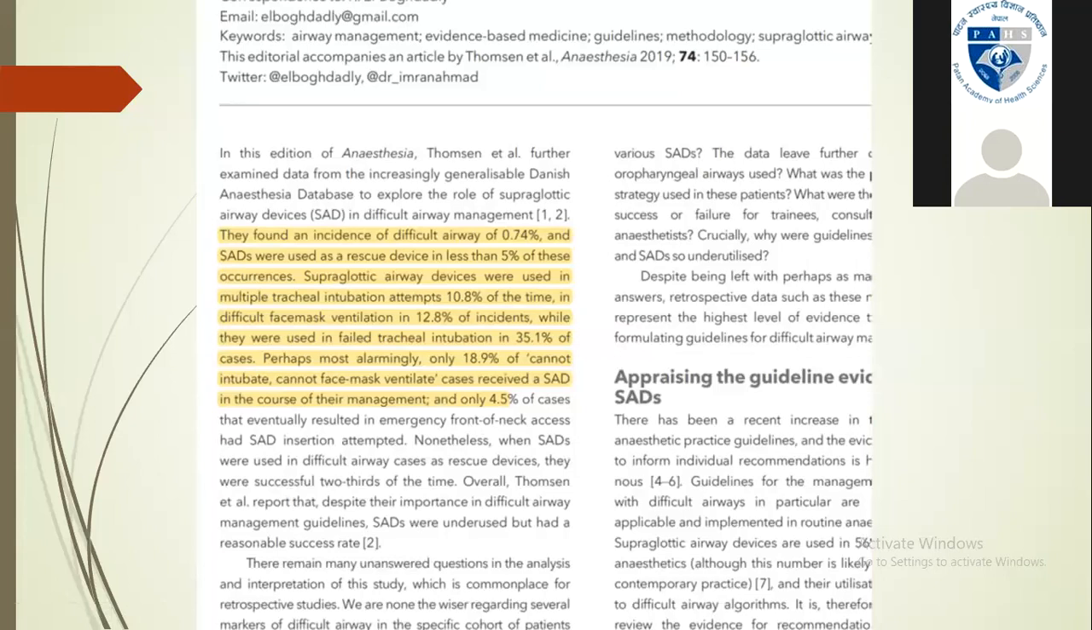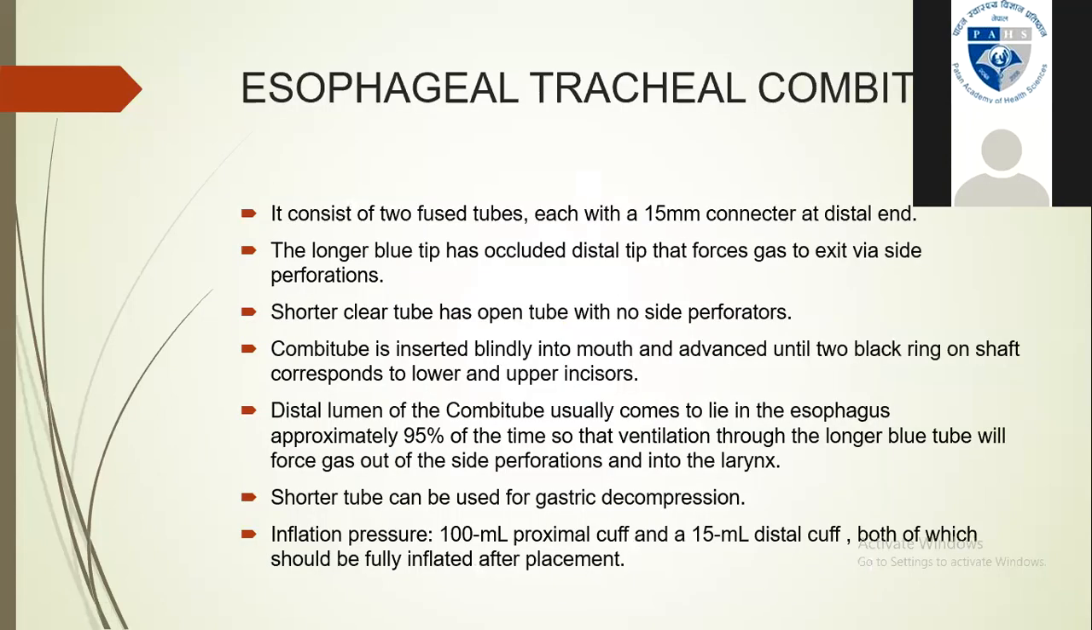So the conclusion they came to was that, alarmingly, only 18% of cannot intubate, cannot ventilate cases received a SAD, which resulted in the next grievous, more invasive step, that is a surgical procedure, cricothyroidotomy. So if we use supraglottic airway devices in time, the incidence of front of neck access, or cricothyroidotomy, will be much lesser.